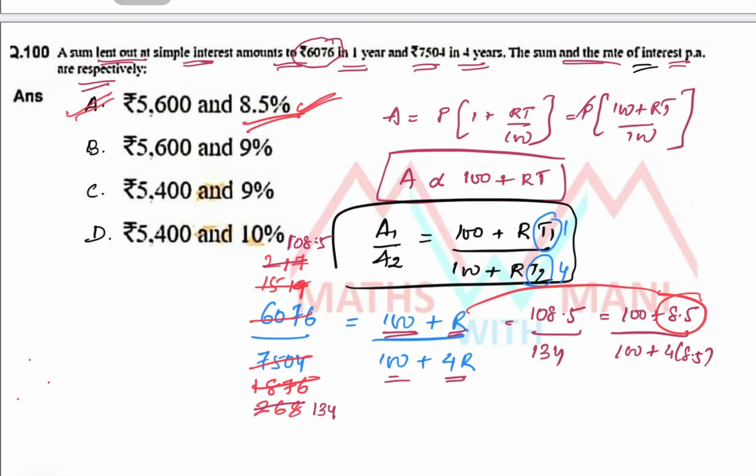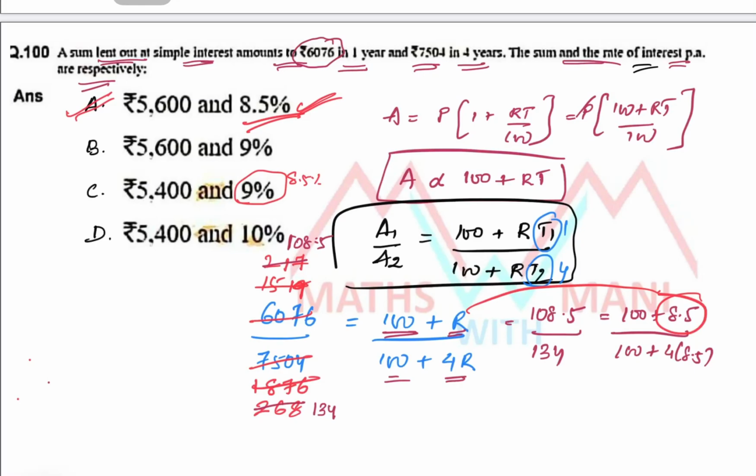Sir, suppose there is another value, for suppose in the 2019 CGL exam, if this option is also 8.5%, then how to calculate principal for this model? How to calculate principal for this model? It is also very easy. Without finding rate of interest, I'll tell you how to find out principal.